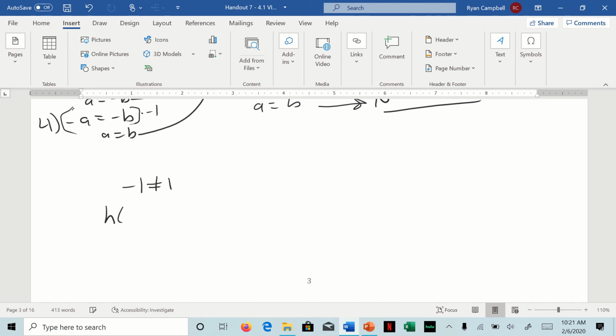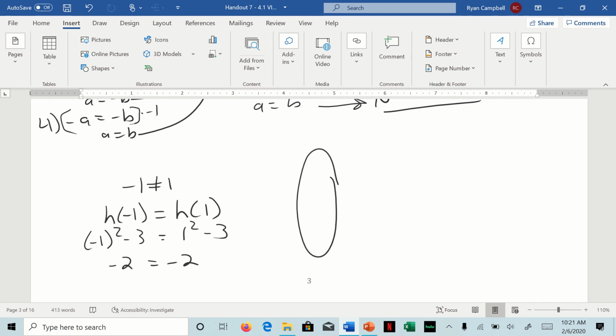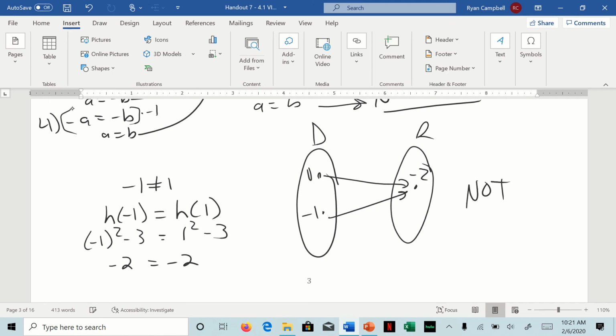However, h of negative 1 equals h of 1. So h of negative 1 is going to be negative 1 squared minus 3, and 1 squared minus 3, which ends up being negative 2 on both. If we draw that, positive 1 and negative 1 both end up going to the same answer, which, as we said, means it is not 1-to-1. So that's another way you can think about it.